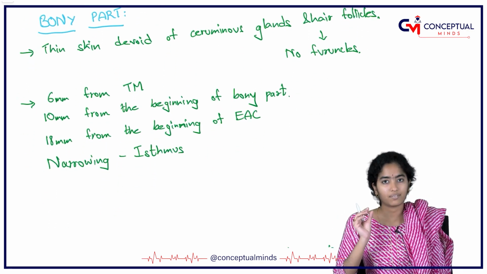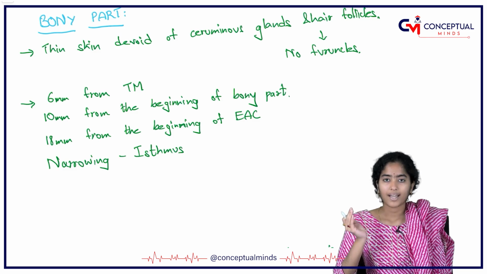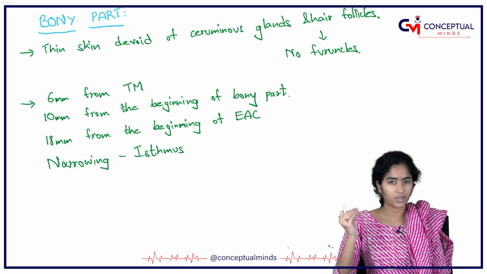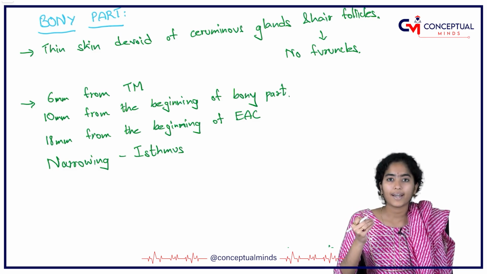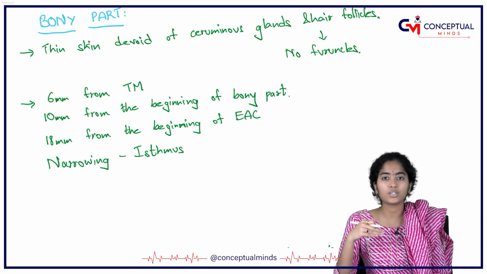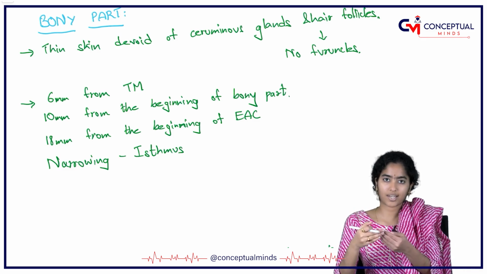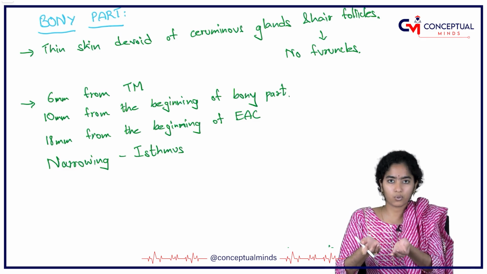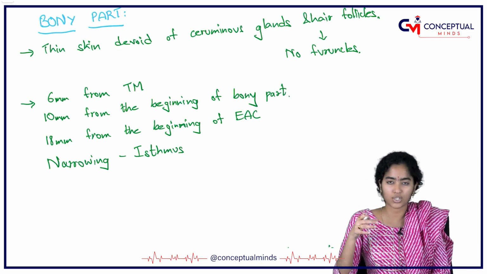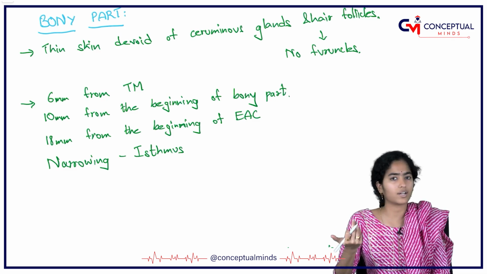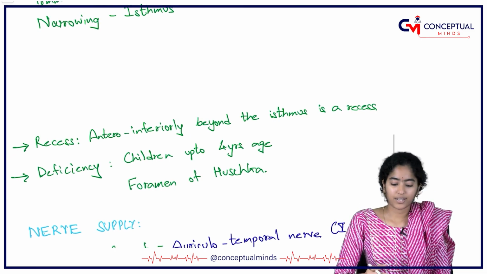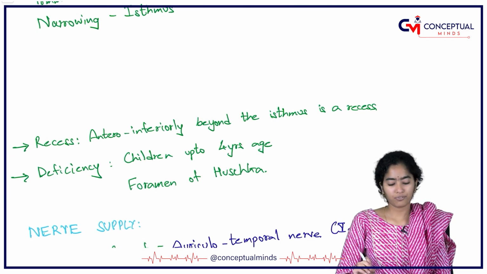And in the bony part, we have a narrowing that is called the isthmus. Anything lodged medial to the isthmus is difficult to retrieve. Foreign bodies can usually go and lodge there. And medial to the isthmus, there is a recess called the antero-inferior recess. It's present anteriorly and inferiorly. Obviously, only because it is inferior, something can get collected there. All the debris and secretions get collected there in any middle ear or external ear infections. And the deficiency, as I already told, is called the foramen of Huschke.